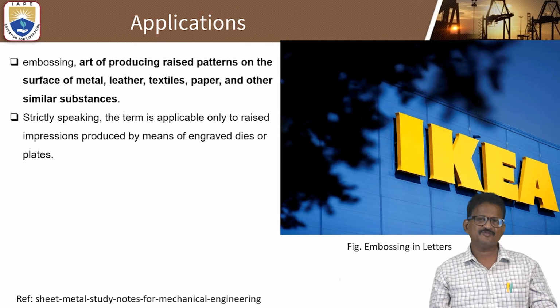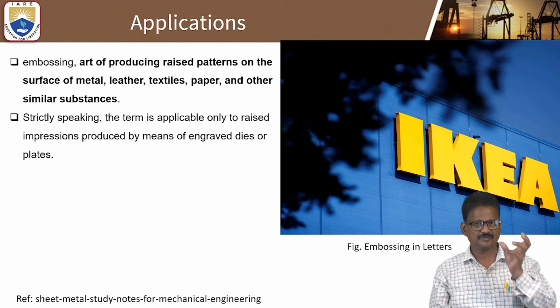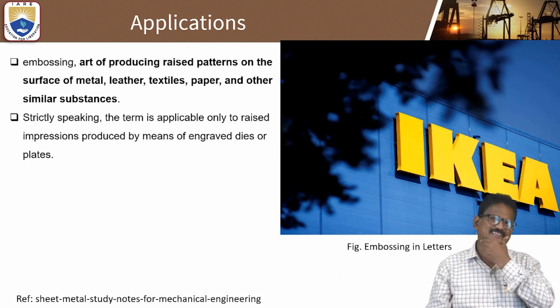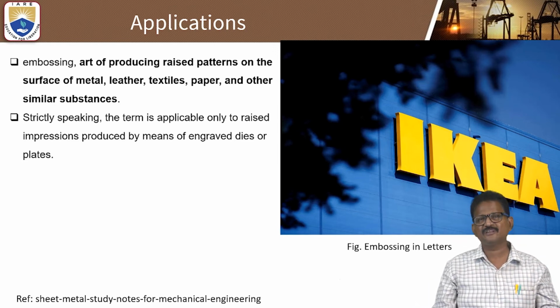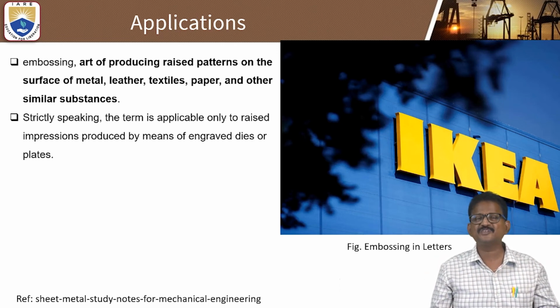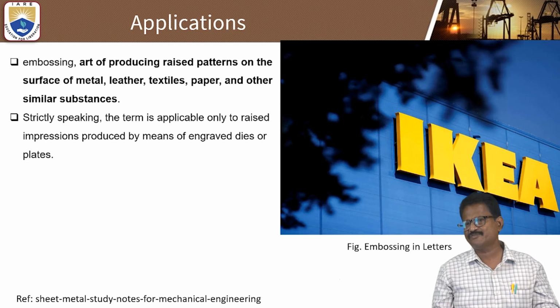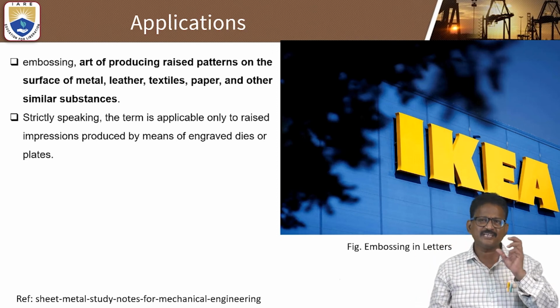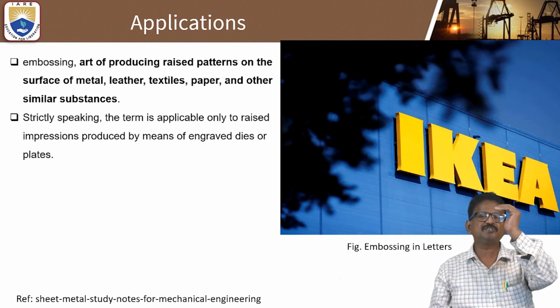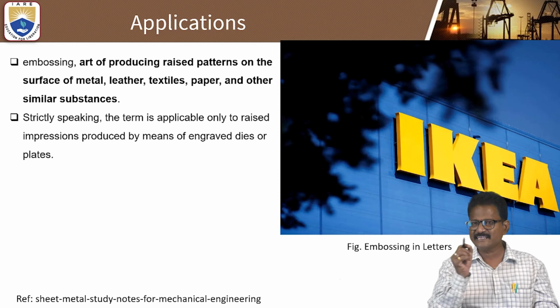Okay, so that is why embossing, the main application, is an art of producing raised patterns on the surface of the metal. Leather, textiles, paper and other similar substances can also take this type of embossed lettering, and it can be widely used. Strictly speaking, the term is applicable only to raised impressions produced by means of engraved dies.